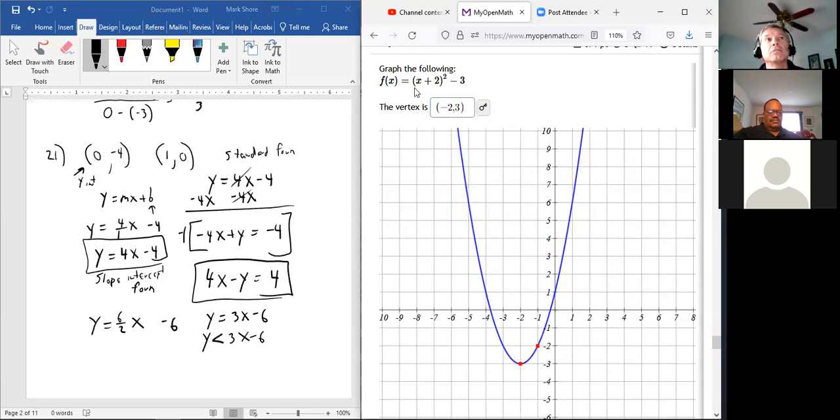It's positive. See, this is positive over here, so that's why it's opening up. And there's no number in front, so you just think of this as being 1x. So that 1 is the same as 1 over 1. Rise 1, run 1. Boom, you got it.